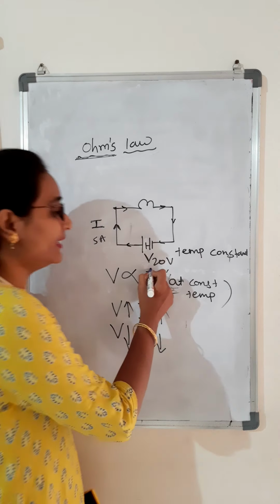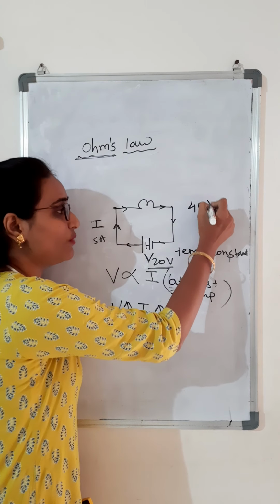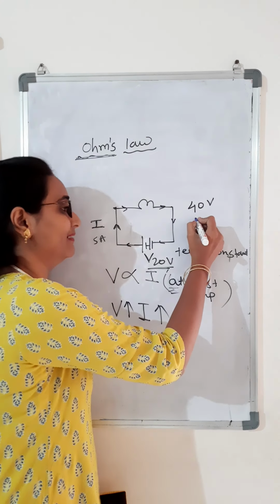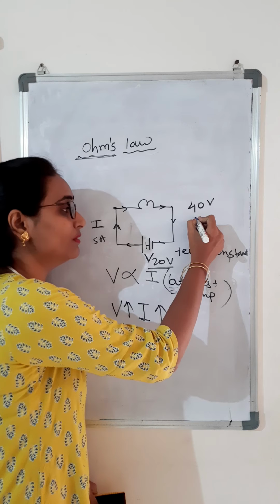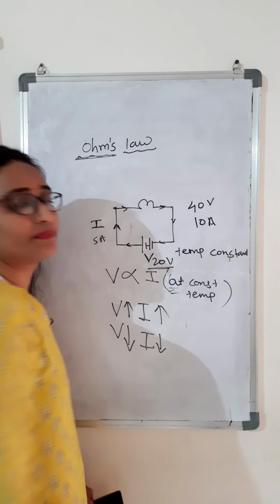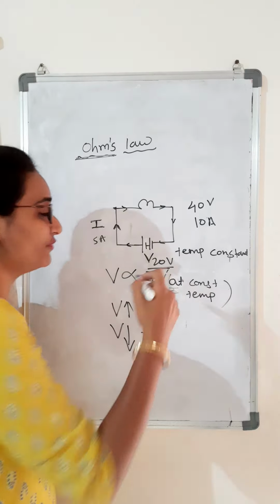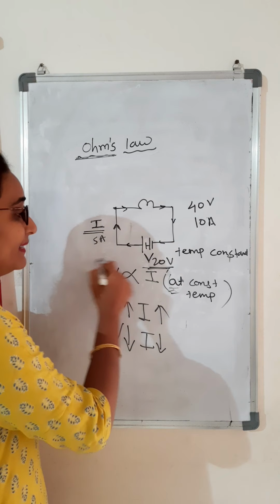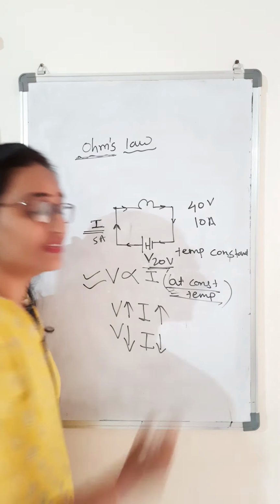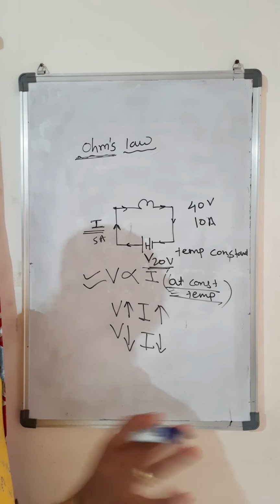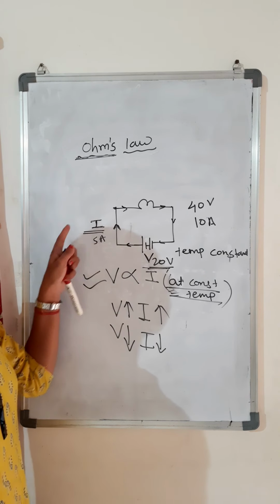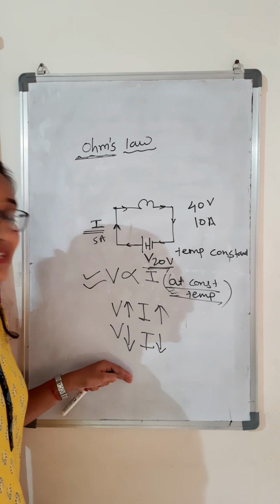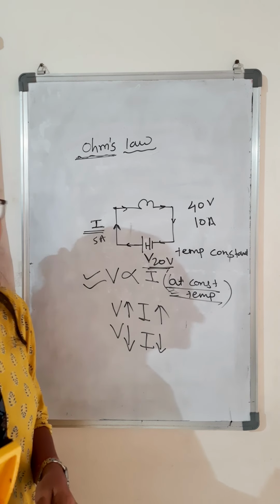When I double the potential difference, suppose now I apply a 40 volt battery, how much current will flow? Current will also double. That means the current will be 10 ampere. When you double the potential difference, current will also double. This statement is applicable only when the temperature is constant. If you increase the potential difference, the current will also increase. If you decrease the potential difference, current will also decrease.